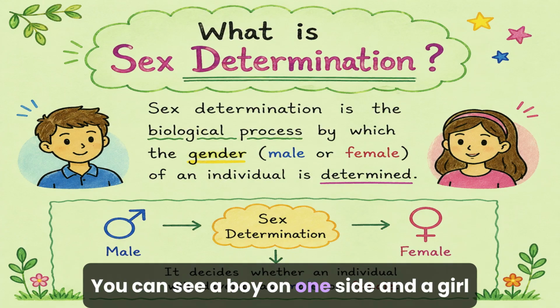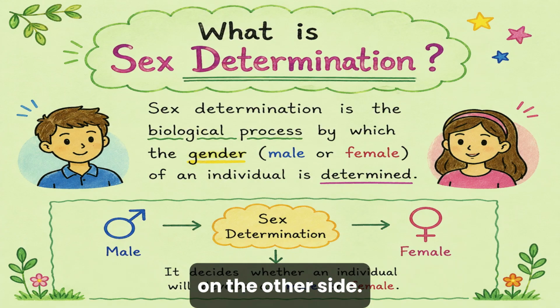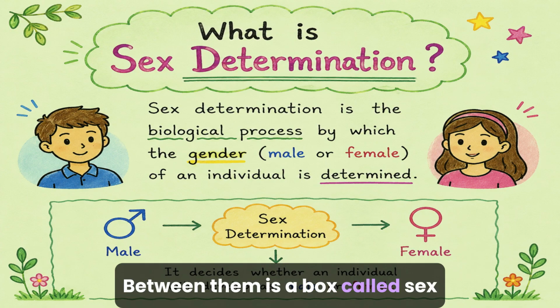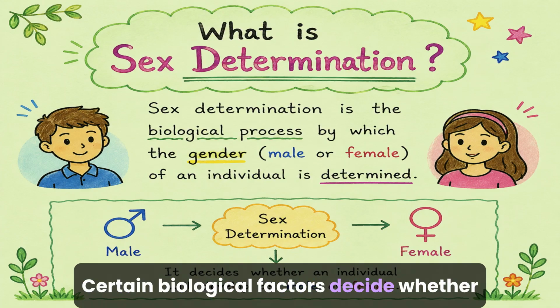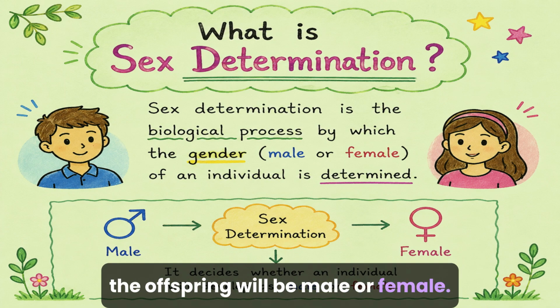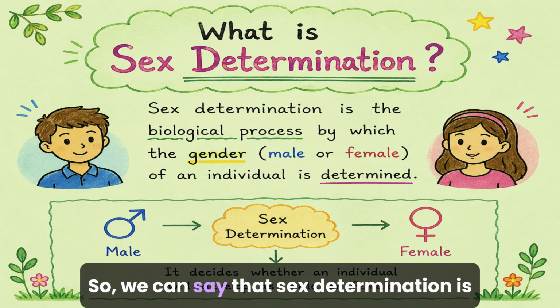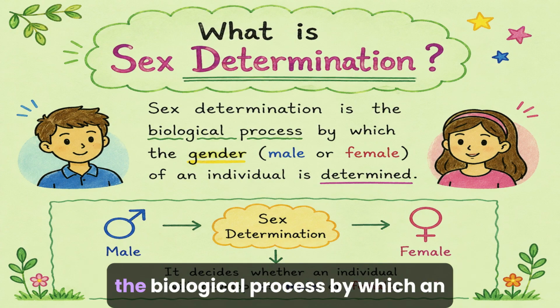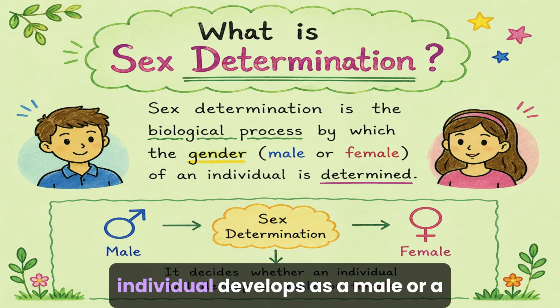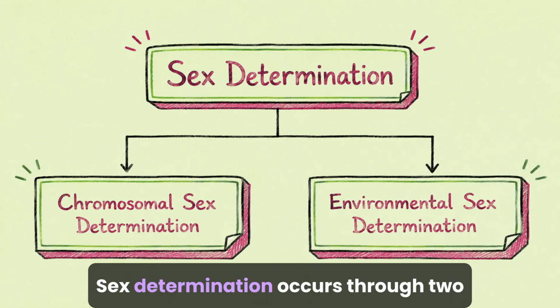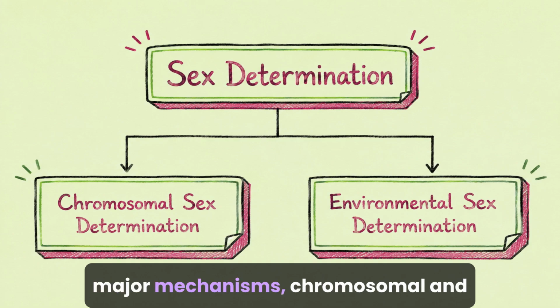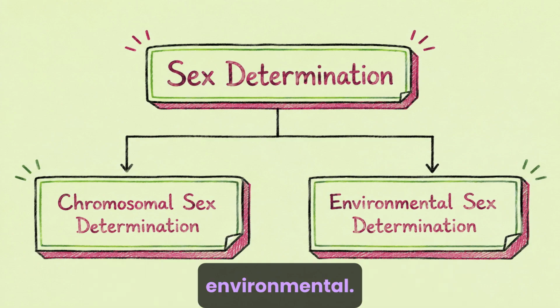You can see a boy on one side and a girl on the other side. Between them is a box called sex determination. This means that during reproduction, certain biological factors decide whether the offspring will be male or female. So we can say that sex determination is the biological process by which an individual develops as a male or a female. Sex determination occurs through two major mechanisms, chromosomal and environmental.